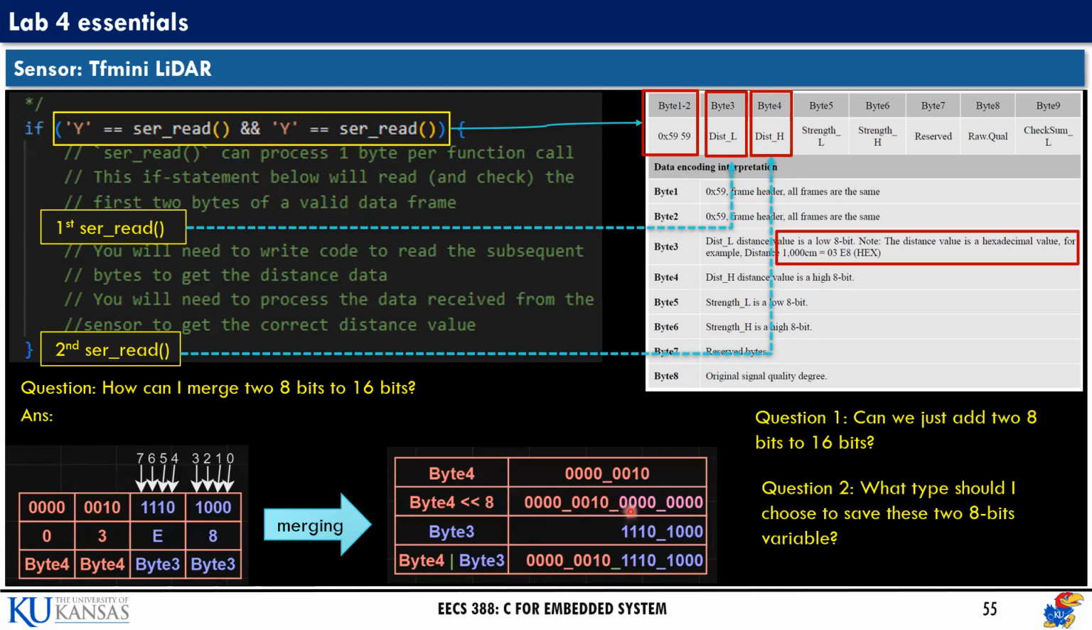And if we do the OR operation with byte 3, all of the values on the right are 0 here, and we're doing an OR operation, so wherever there is a 1, we'll get exactly the same value as byte 3. So now after doing the OR operation of byte 3 and byte 4, we can achieve the full distance measurement from our sensor.